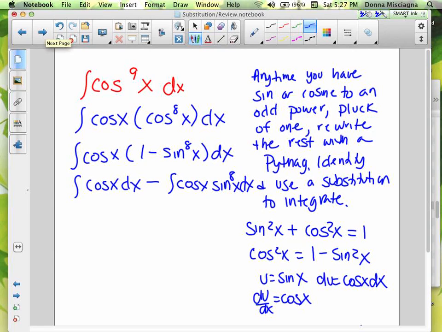So now I've got cosine x dx minus, and then this is just going to be, so the cosine dx part is going to be the du, and the sine is going to be the u. I'm just going to have u to the 8th du.